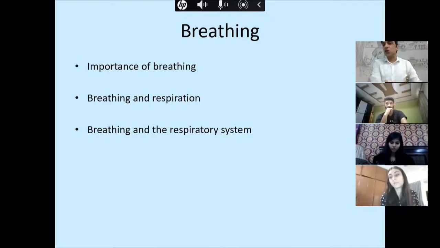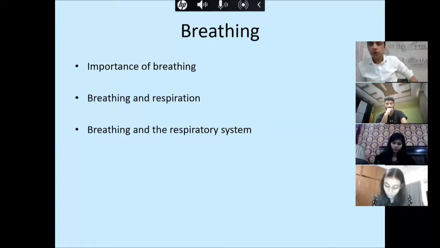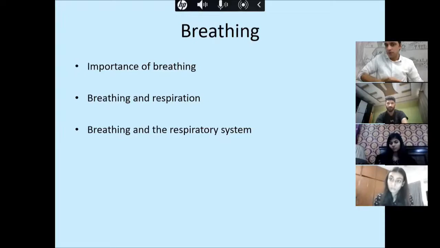Lungs are placed in a cavity called the chest cavity in our rib cage. There is a floor which divides our chest cavity from the abdomen. That floor is called the diaphragm. It's like the floor of the chest cavity, and everything is present on that floor. The heart is present here, and the lungs are present here. So think about the lungs present on the diaphragm. Diaphragm is the floor of the chest cavity. And then there are ribs. Ribs are like a cage.